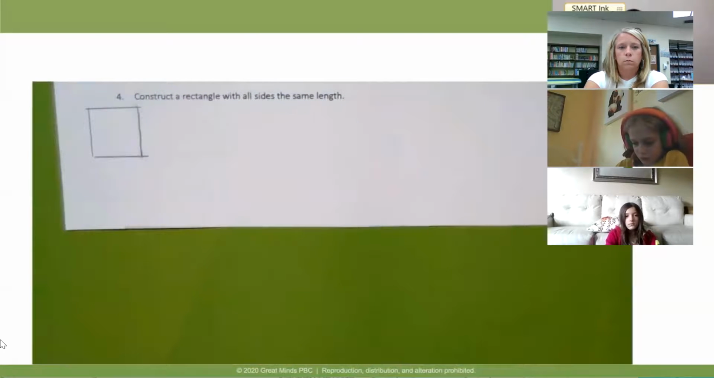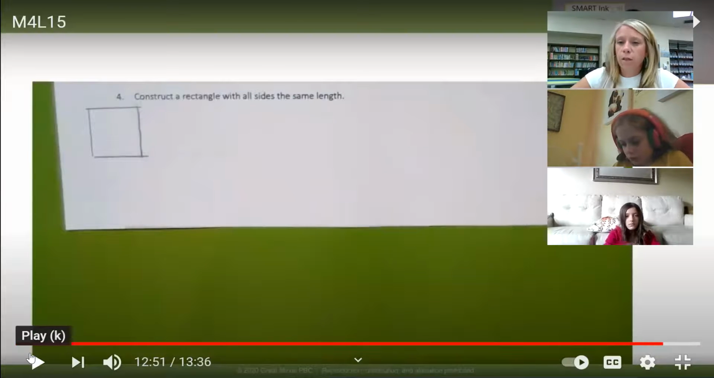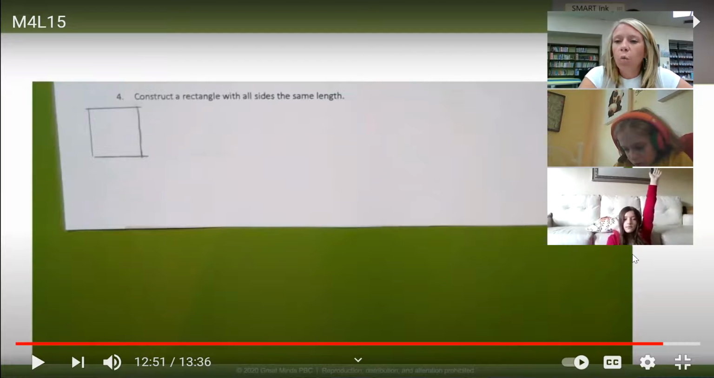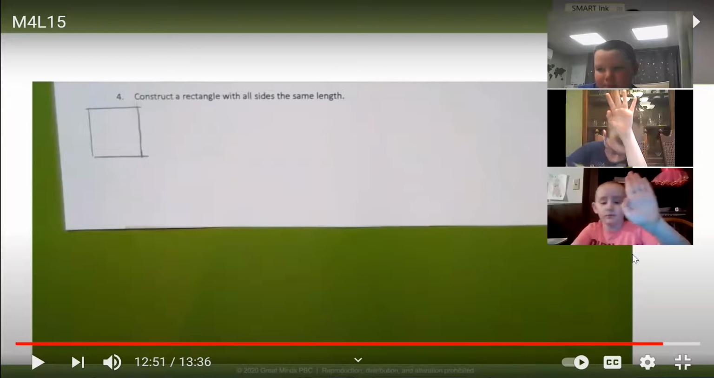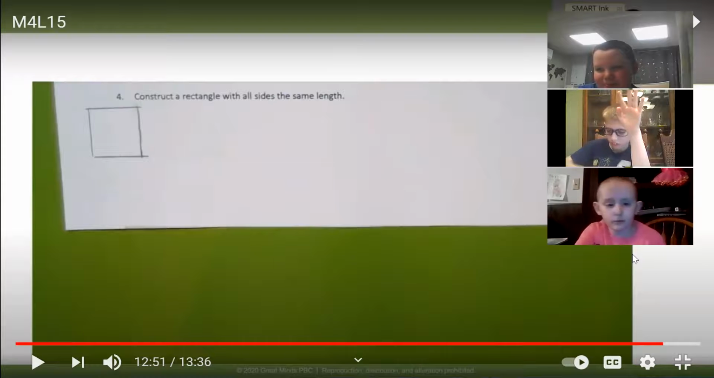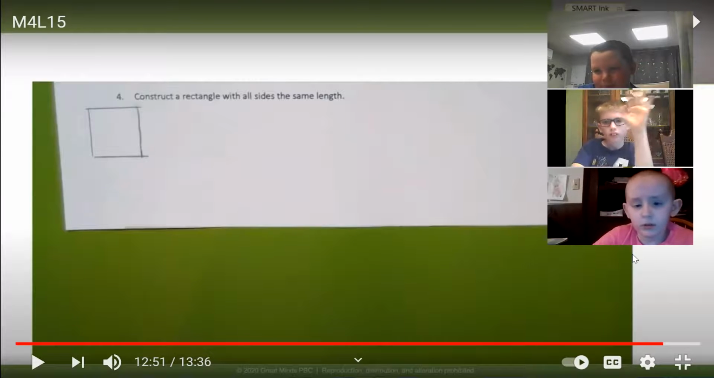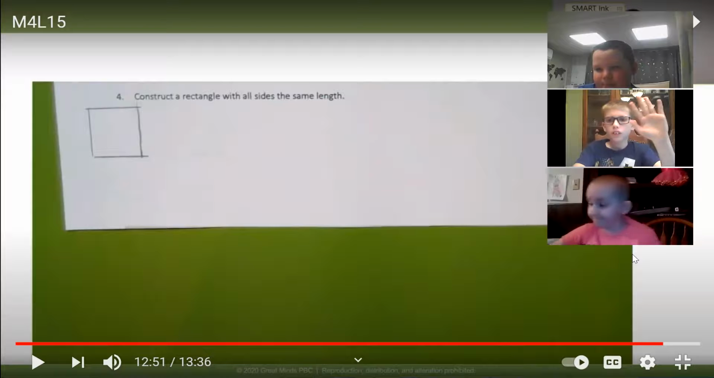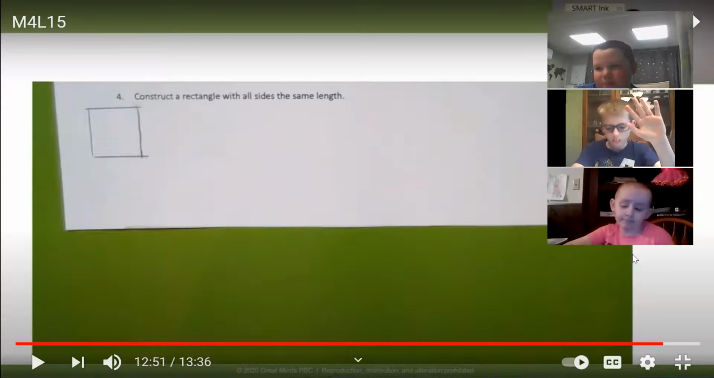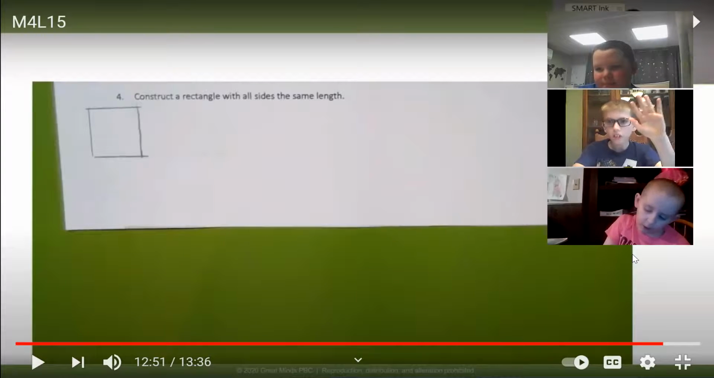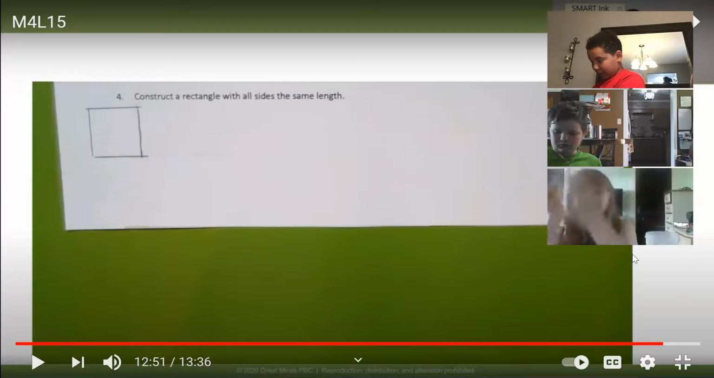What did we just construct? Who knows what a figure that's 4 sides, opposite sides are parallel, and all 4 sides are the same length? What type of special quadrilateral is that, Tyler? Rectangle? No, we had rectangle for number 3. A rectangle does not have to have all 4 sides the same length. Sophia?